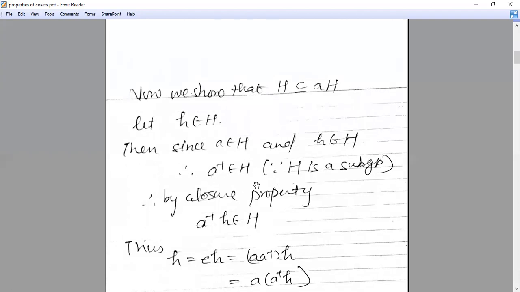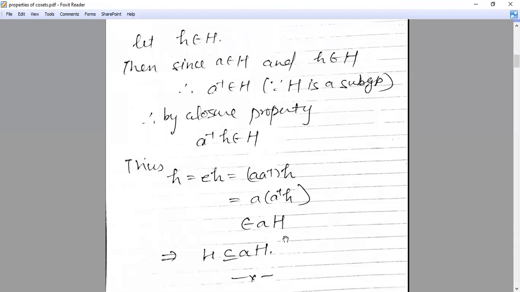So A inverse exists in H. Then by closure property, if A inverse belongs to H and h belongs to H, then their composition also belongs to H. So A inverse h belongs to H. Thus h, which can be written as identity into h, will be equal to, identity can be written as A into A inverse. So this will be A inverse into h. Then by associative property, you can just write it like this, A into A inverse h. And your A inverse h belongs to H.